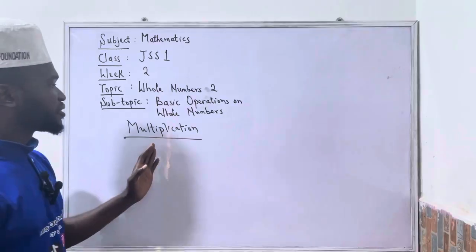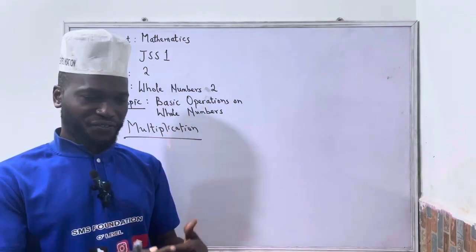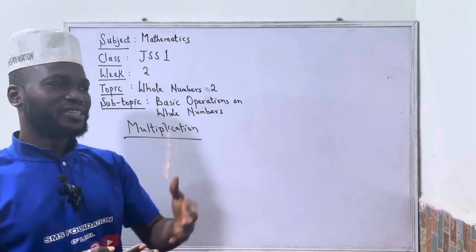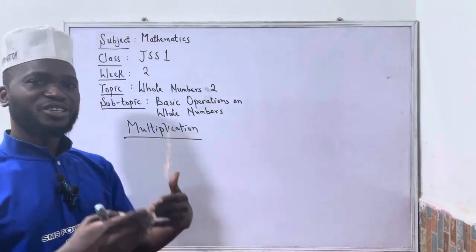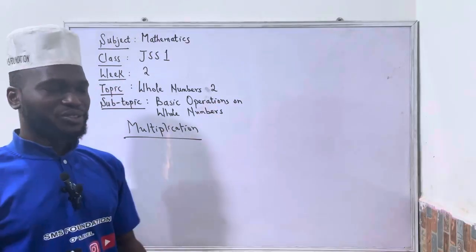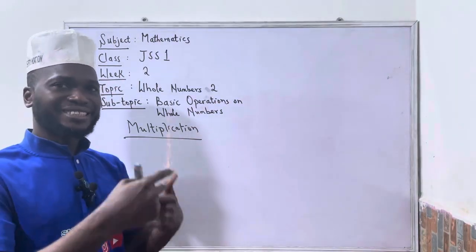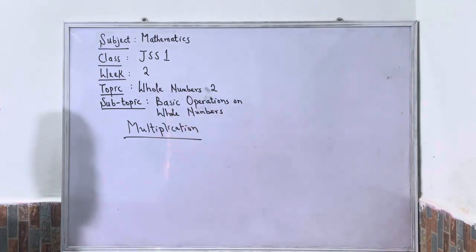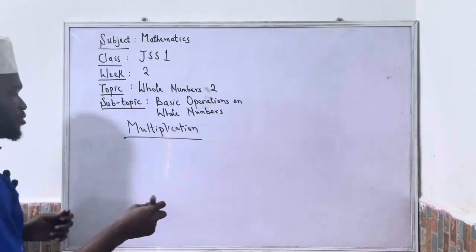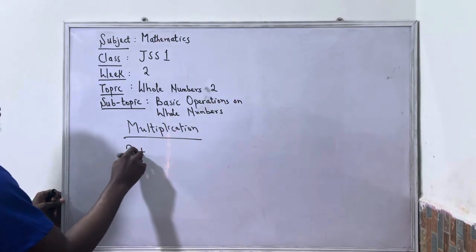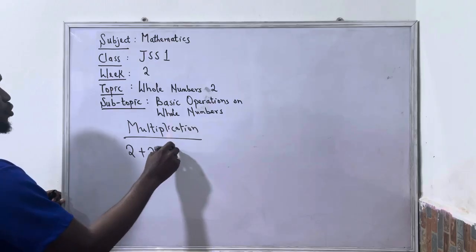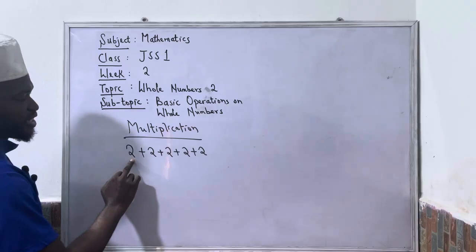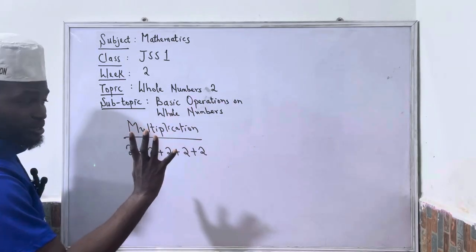Now, multiplication is the process of adding a number severally to get to a particular quantity. So a particular number can be added severally to get to another number. For example, let me show you how multiplication comes into play. If I have 2 plus 2 plus 2 plus 2 plus 2, this simply means I have added 2 five times.